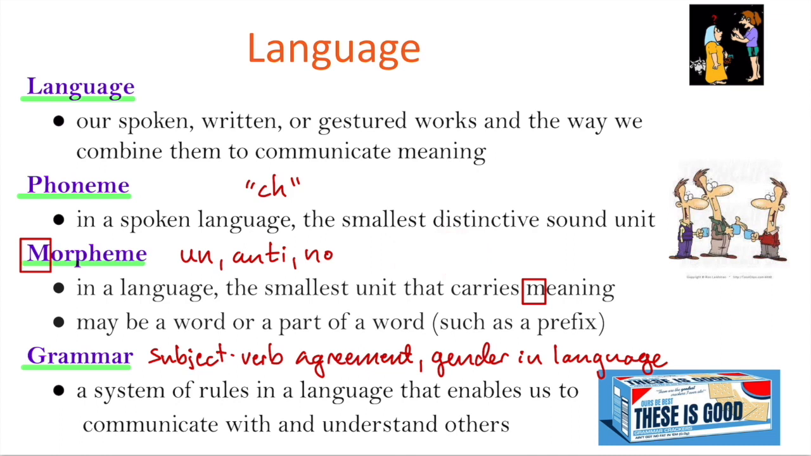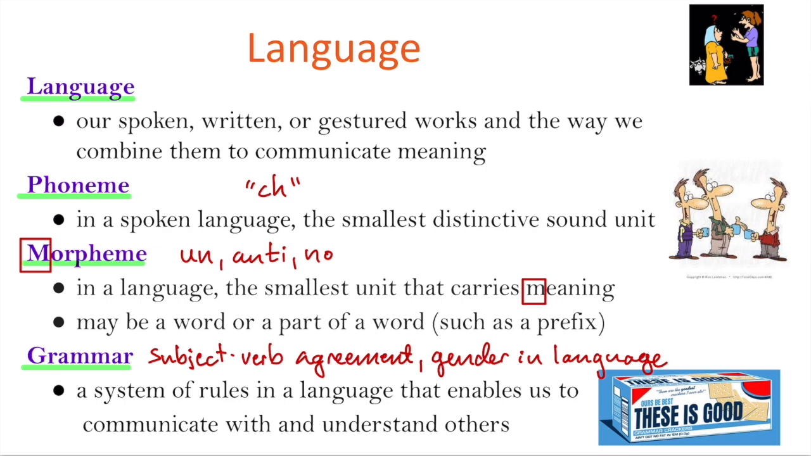So the difference between a phoneme and a morpheme is that a phoneme is just the smallest sound unit, with no meaning by itself. A morpheme is also a smallest unit, but it means something, and it can be a word unto itself.